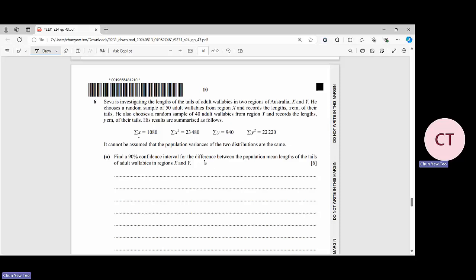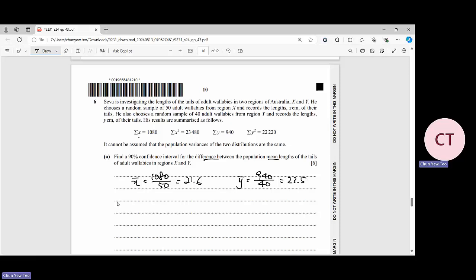Okay, so we want to find the difference of the population mean length of region X and Y. So right here, first of all, we need to find the bar X. The bar X is 1080 divided by N. Press the calculator, you get 21.6. Okay, so your bar Y is equal to 940 divided by 40. Press the calculator, you will get 23.5.